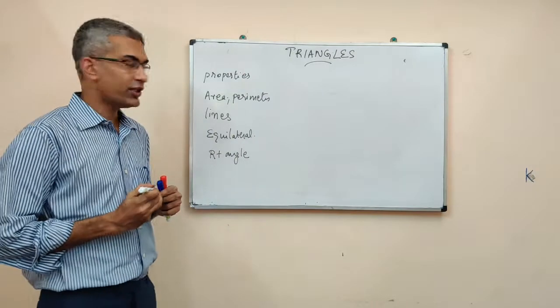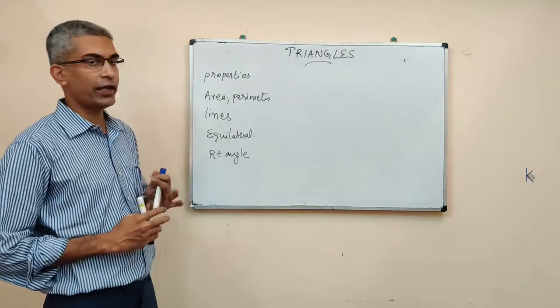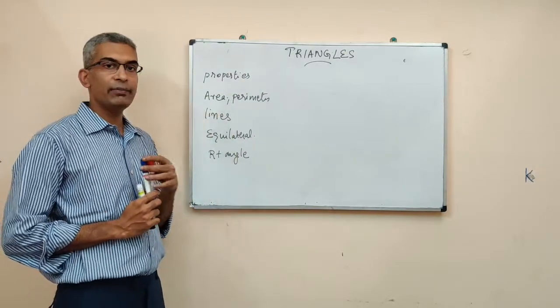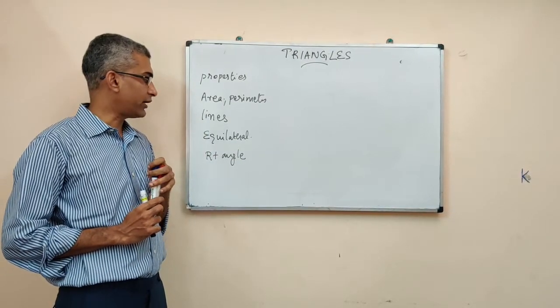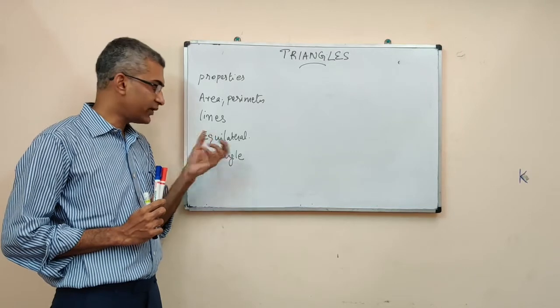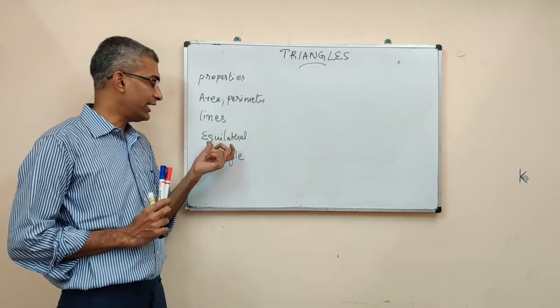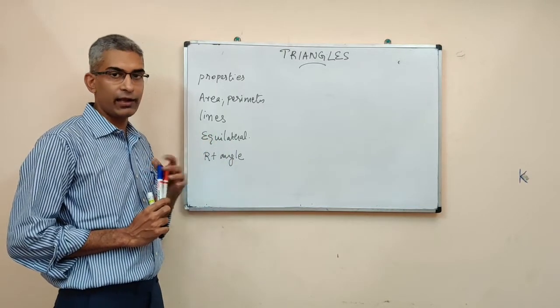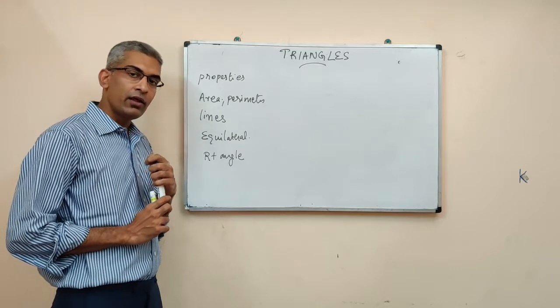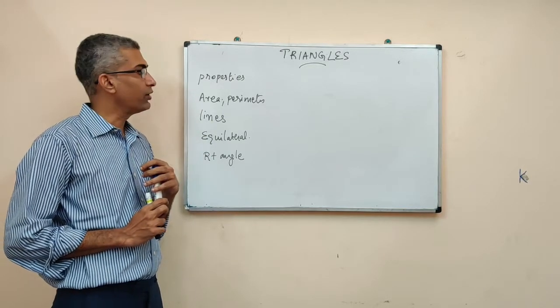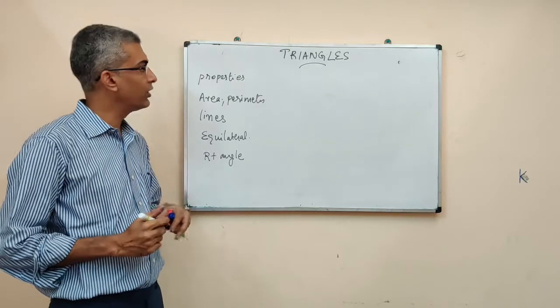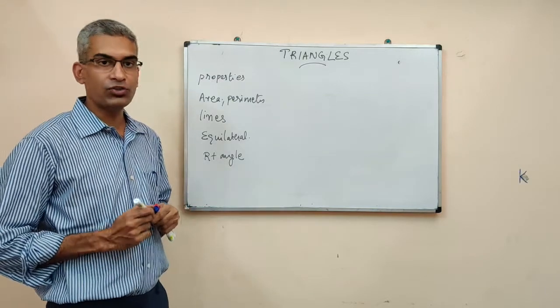In this discussion, we shall look at some properties of a triangle, how to find the area and perimeter of the triangle, some important lines within the triangle, and some specific types of triangle like the equilateral triangle and the right angle triangle, and then look at a couple of problems where we apply the learning that we have in this discussion. Let us first look at the properties of a triangle.